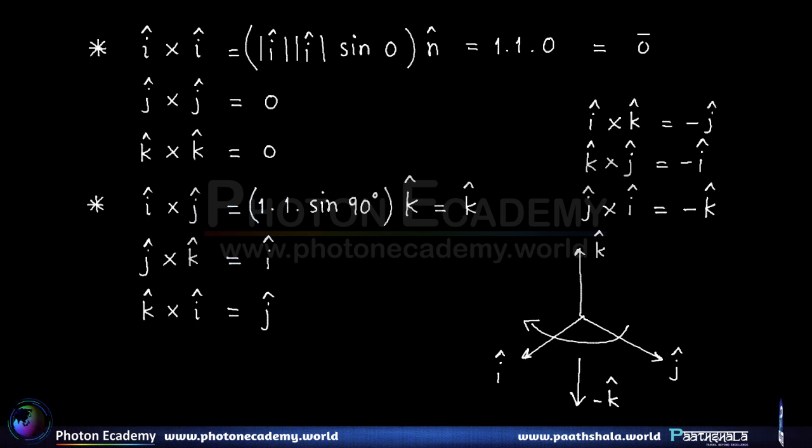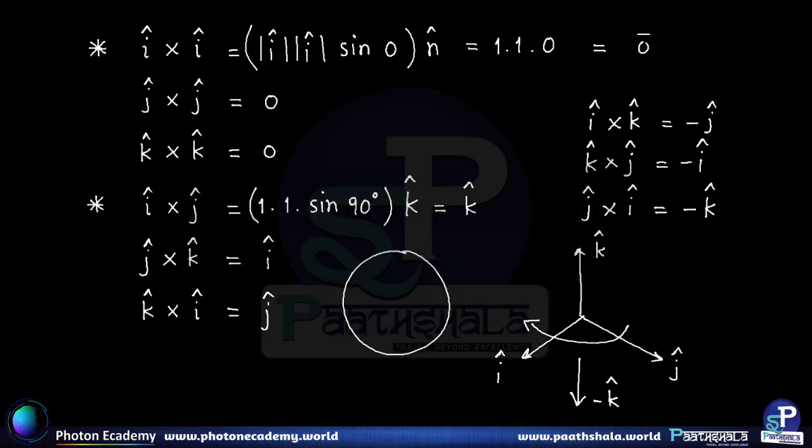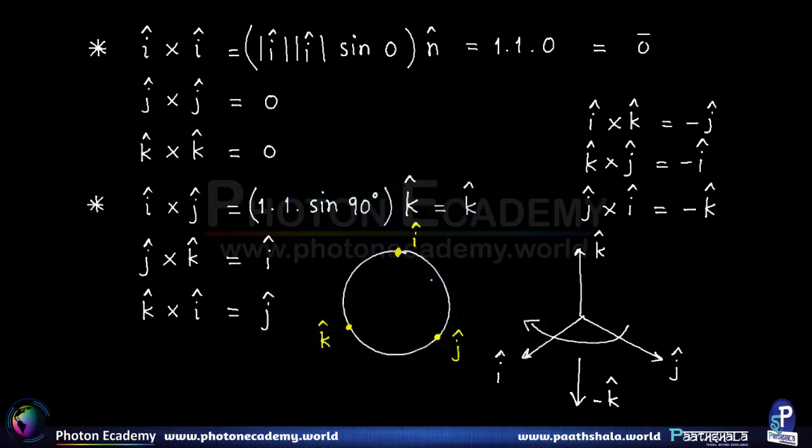Now there is a simple rule to remember this. Let's consider a circle on which we have three vectors, i cap, j cap, k cap denoted. The figure is not to scale, it is just for reference. And we draw the arrows in a clockwise manner in the natural order in which the letters come, i, j, k.